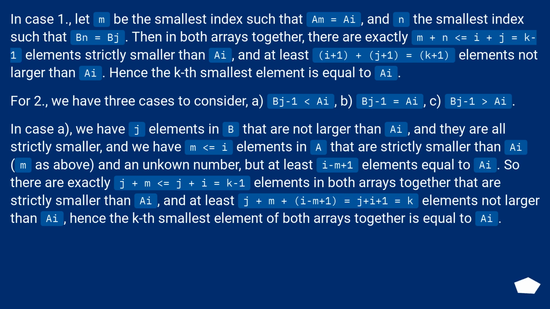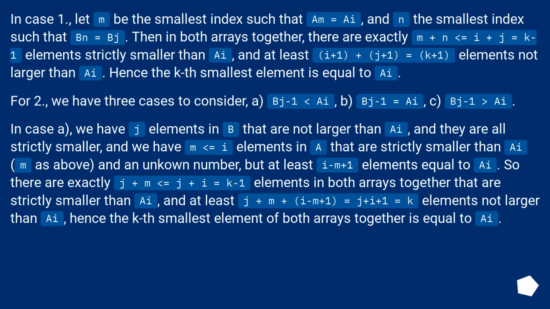In case 1, let m be the smallest index such that am equals ai, and n the smallest index such that bn equals bj. Then in both arrays together, there are exactly m plus n, which is lower than or equal to i plus j equals k-1, elements strictly smaller than ai, and at least i plus 1 plus j plus 1 equals k plus 1 elements not larger than ai. Hence the kth-smallest element is equal to ai.